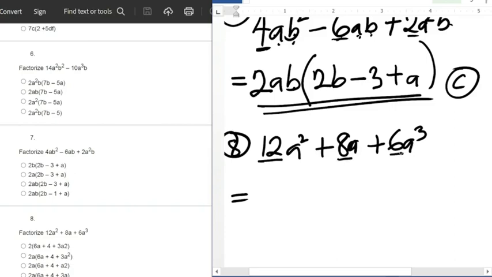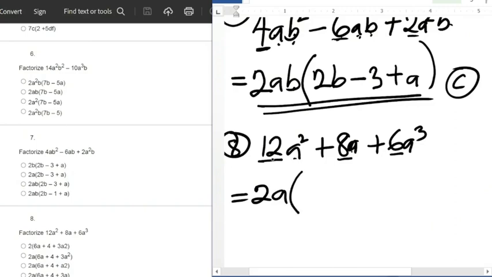So the highest common factor, a number that can go in the three of them, is 2. There is no other number that can go directly. So we have a squared here, a cube here. So it is only a that is common. We pick out a. So open a bracket, right?